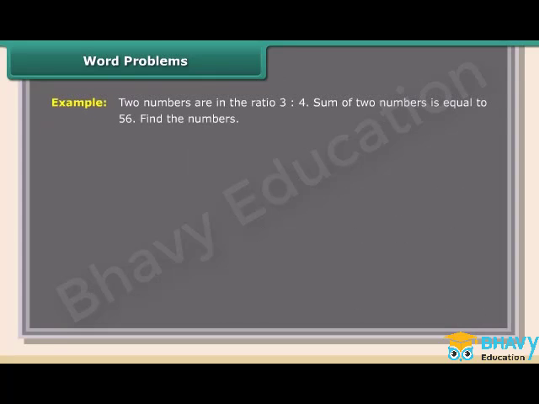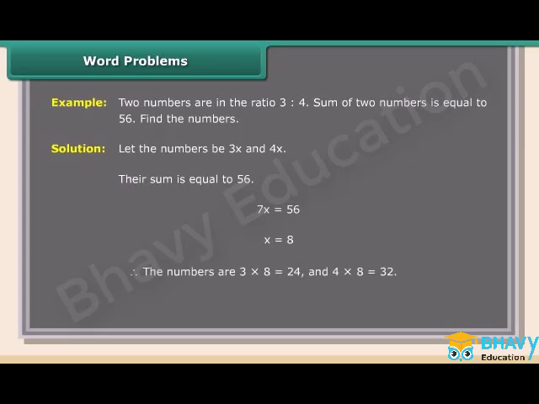Example. Two numbers are in the ratio of 3:4. Sum of two numbers is equal to 56. Find the numbers. Solution. Let the numbers be 3x and 4x. Their sum is equal to 56. 7x is equal to 56. x is equal to 8. The numbers are 3 into 8 is equal to 24 and 4 into 8 is equal to 32.